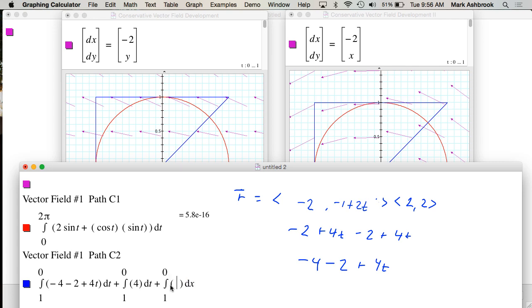Okay, and then this one? This is now from left to right across that horizontal segment. 0. It's just going to be -2 plus 4t. You got that too?